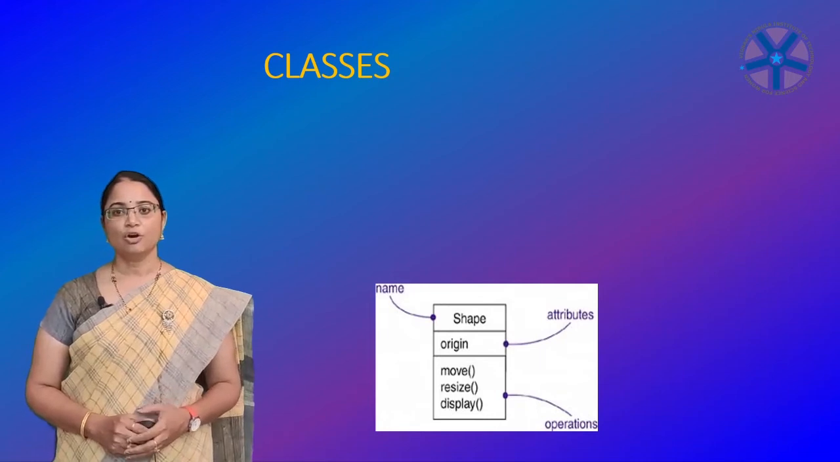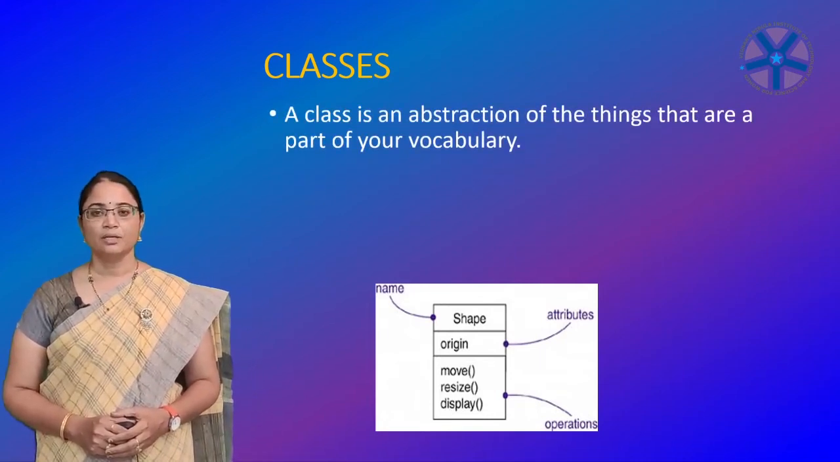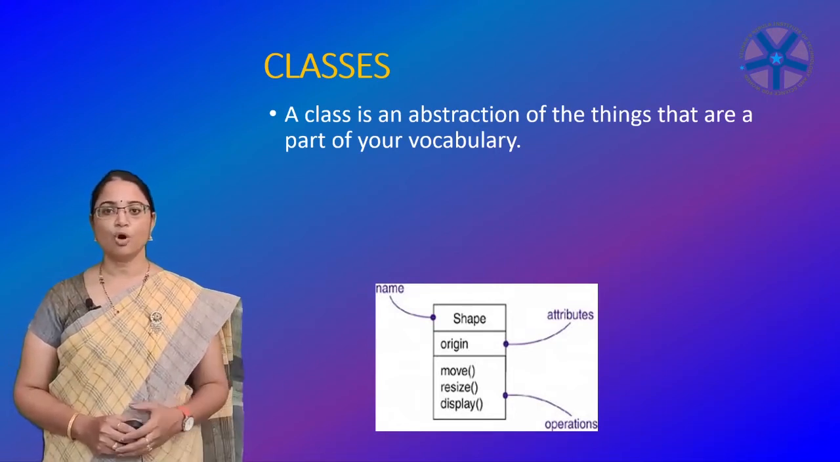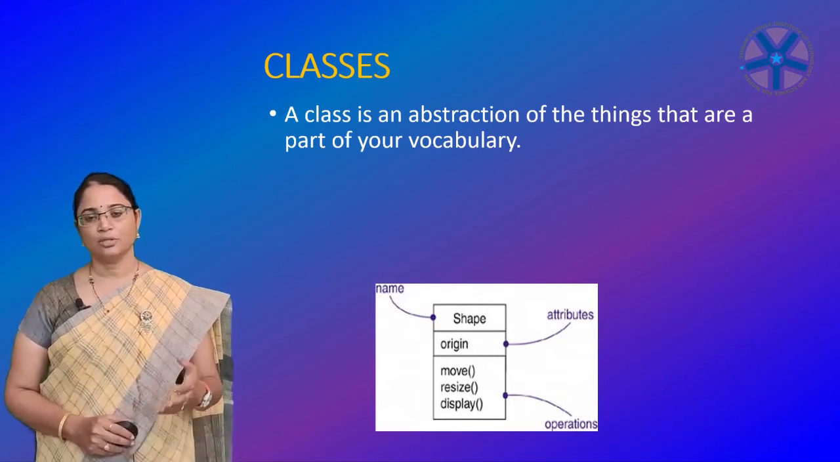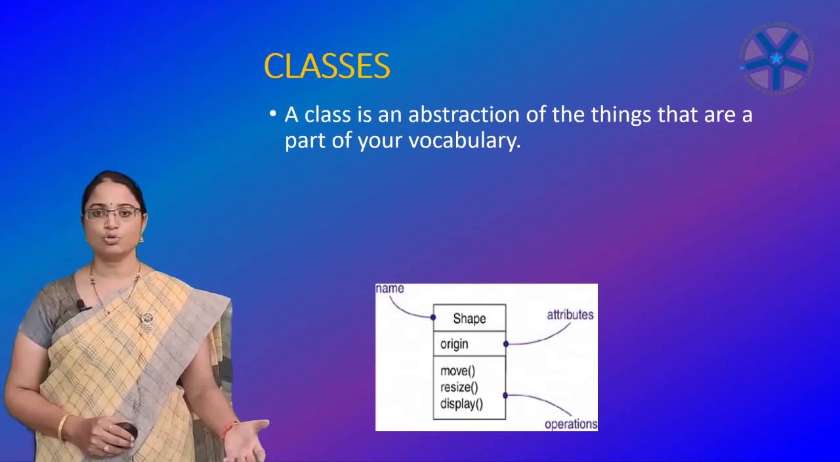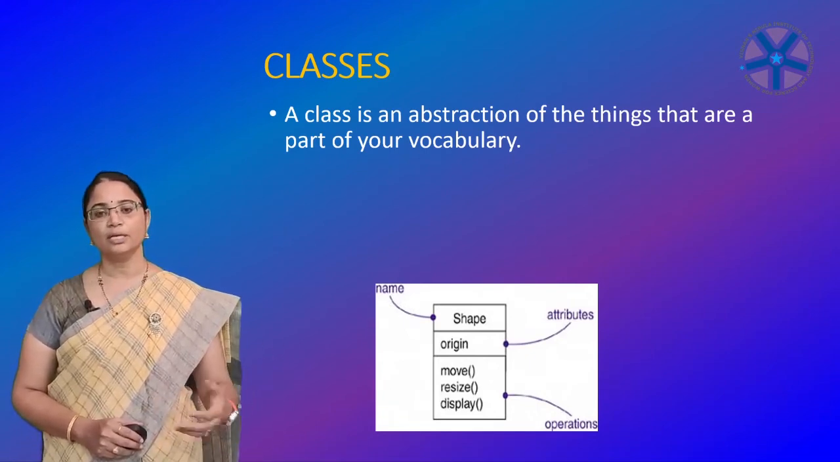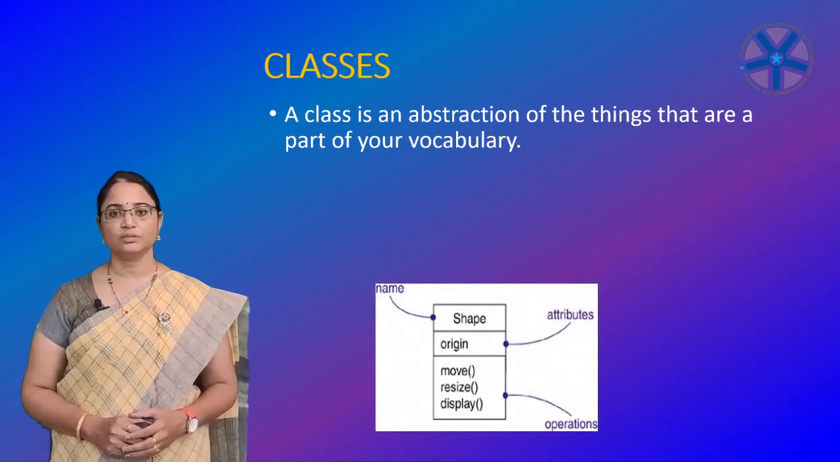So in the UML, all of these things are modeled as classes. Here, a class is an abstraction of the things that are part of your vocabulary. It means, if you take the example of your house, the windows will be classes, doors will be classes, walls will be classes. These are some of the vocabulary. You can use them as classes. A class is not an individual object, but rather represents a whole set of objects.